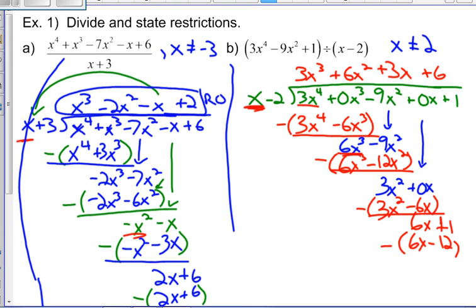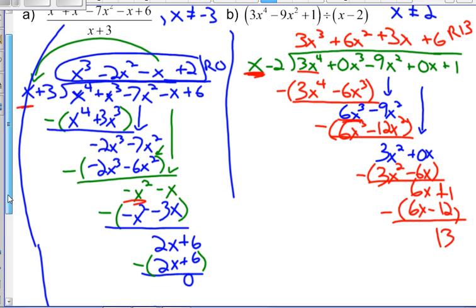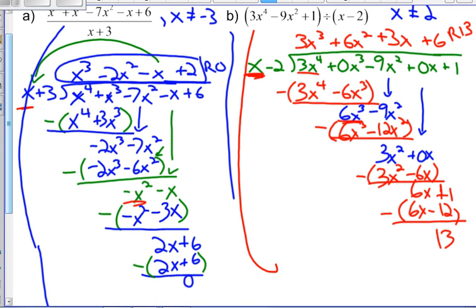Subtract them off, and you're going to get 13. And that 13 is our remainder. Okay? So when we're all done, what that means is that this division is going to give us 3x cubed plus 6x squared plus 3x plus 6 plus whatever's left over. So that is 13 all over x minus 2.